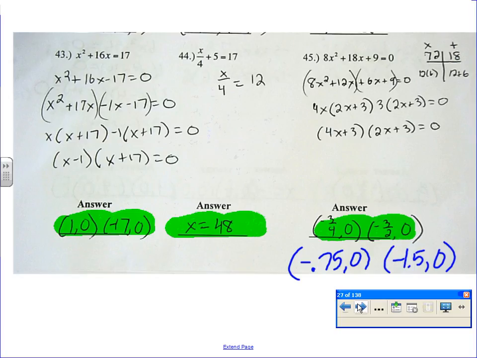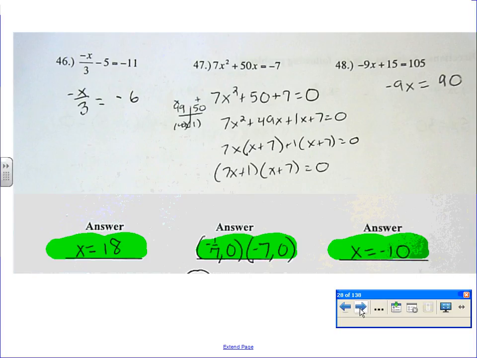Madison, what'd you get for 47? Okay. Nathan, 47? No. Gigi? Okay, the only thing you need to add is it should be negative 7, 0, and negative 1 over 7, 0. 48 should be negative 10. All right, Anastasia, 49. And? There are 2 answers on that one. So take out the GCF, separate them, set them each equal to 0. Jared? Good. 4 and 0.